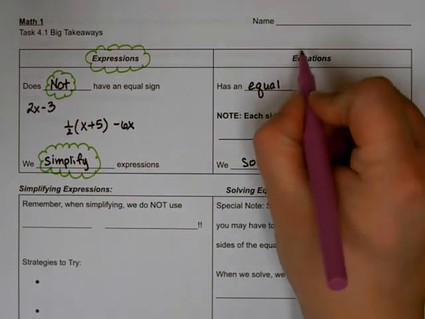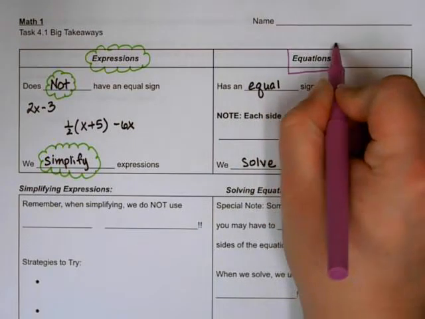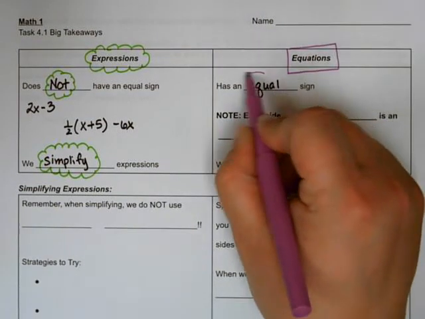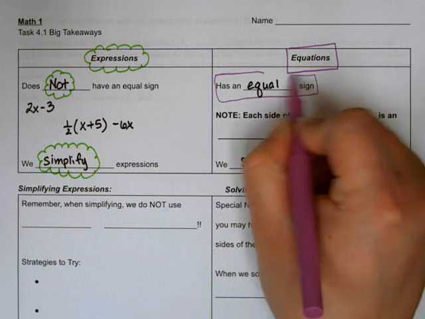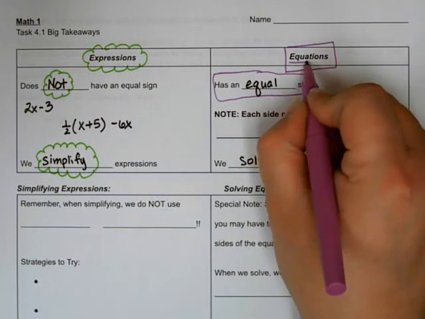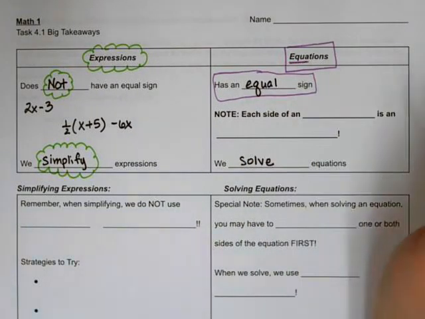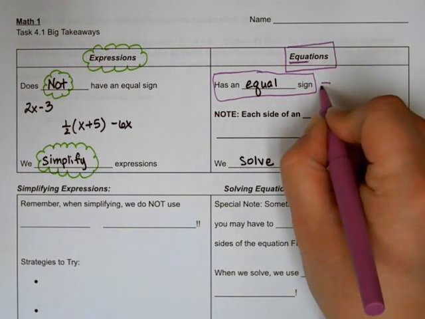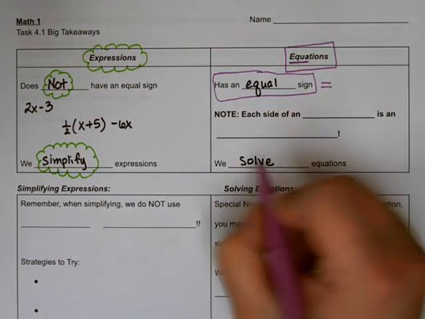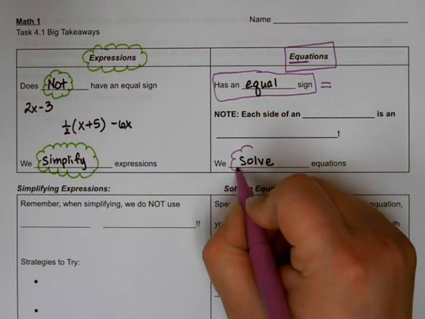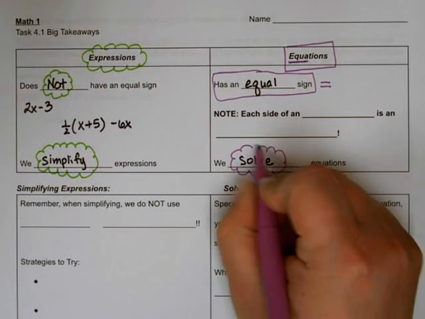Then we have equations. So equations do have an equal sign. And if you think about it, the word equal is almost inside of the word equation anyway. So they do have an equal sign. That's what's important there. And when we have an equation, we usually try to solve it.